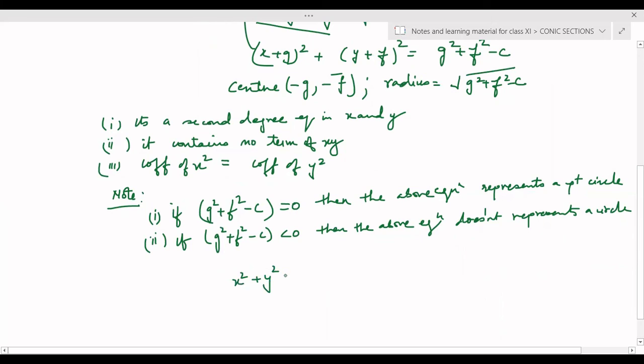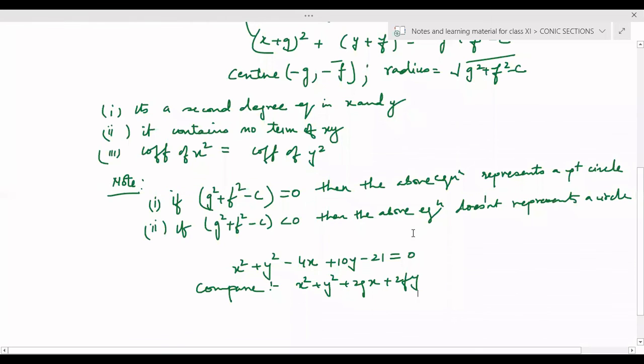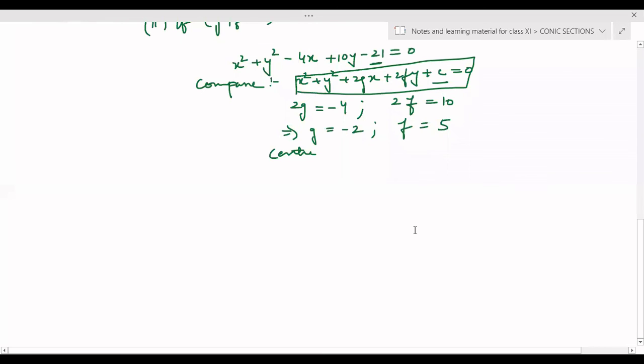Then let's take one example. x square plus y square minus 4x plus 10y minus 21 equals 0. This is the given equation of a circle and we need to find out the center and radius of the circle. So let's first compare with the general equation that we have just taken out. x square plus y square plus 2gx plus 2fy plus c equals 0. On comparing the coefficient of x, we have 2g equals minus 4 and here 2f equals 10, which further implies g is minus 2 and f equals 5. So here the center is minus g comma minus f, which becomes plus 2 and minus 5. That becomes the center of this given circle.